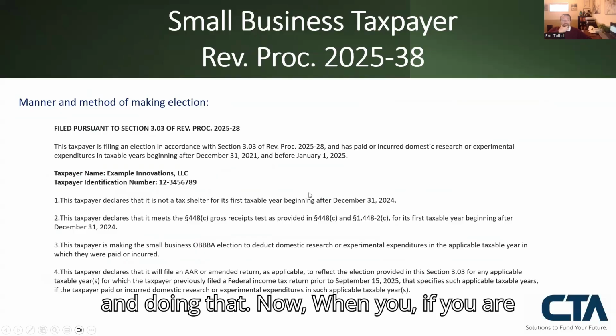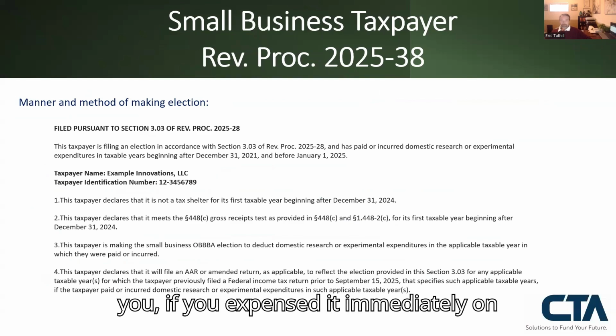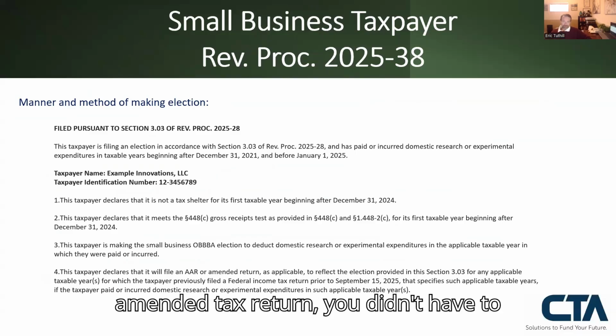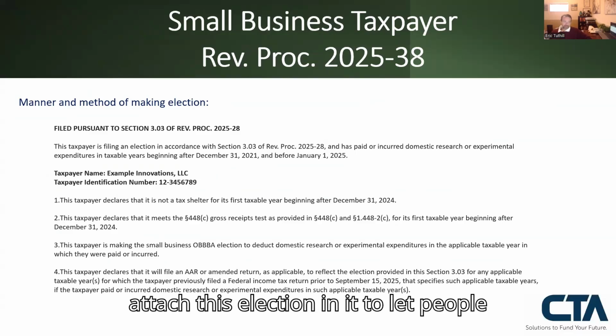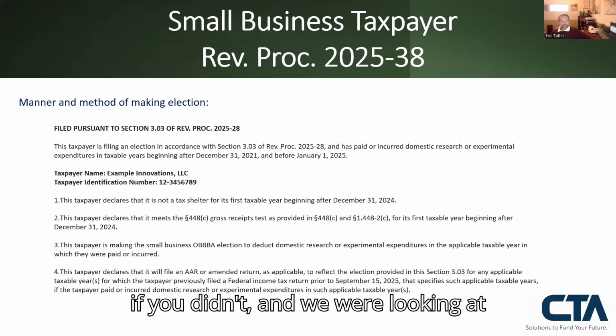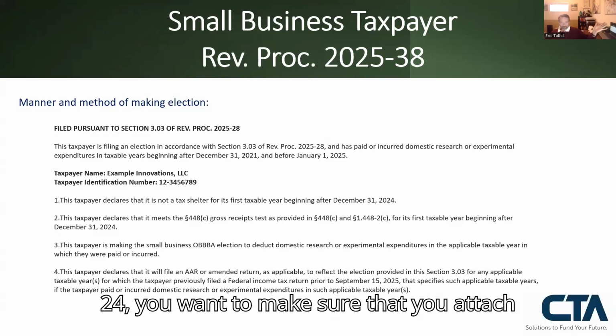Now, if you are addressing this, if you expensed it immediately in 24, especially right away without having to file an amended tax return, you didn't have to attach this election to let people know that this is what we're doing. But if you didn't, and we were looking at going back and doing that for 22, 23, 24, you want to make sure that you attach this election to it.